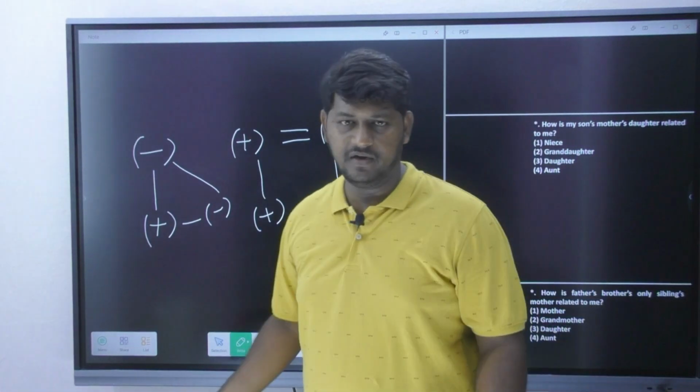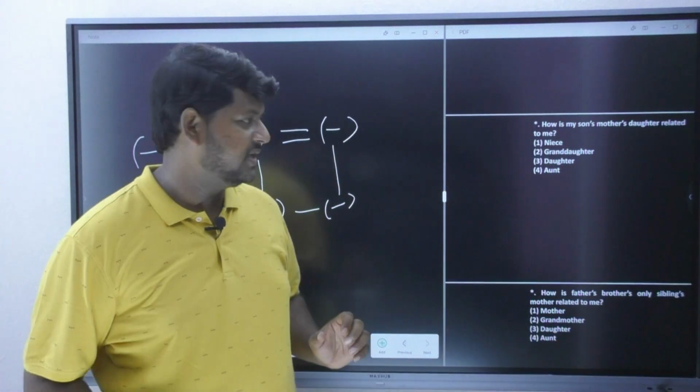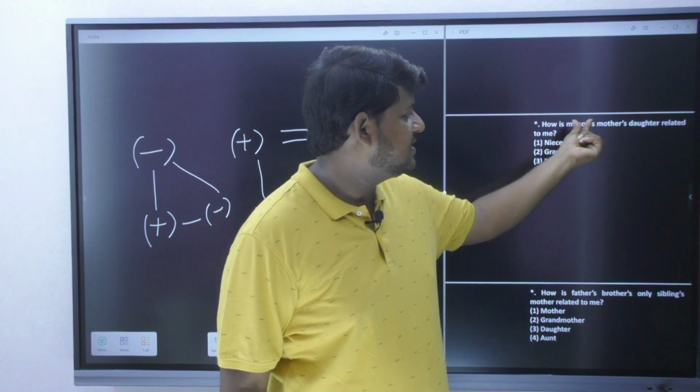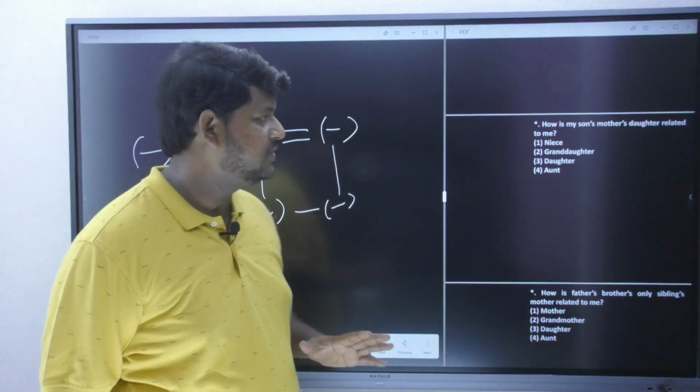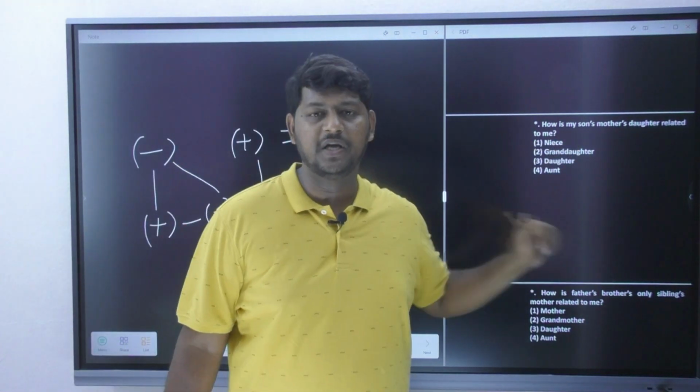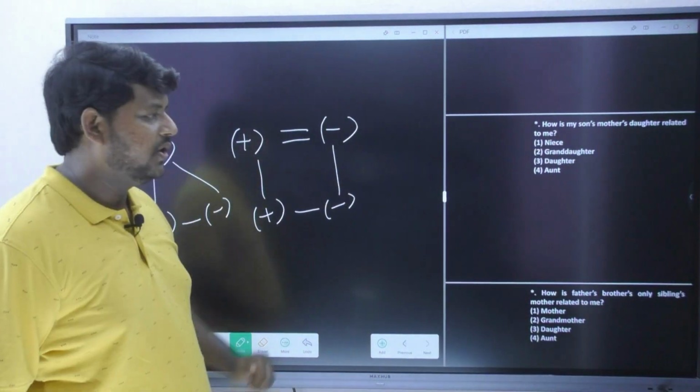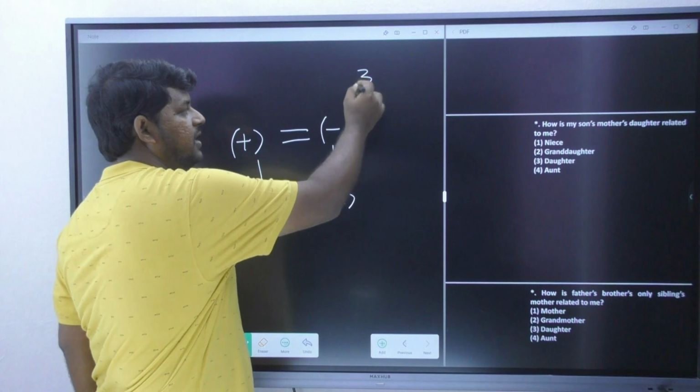My daughter, they are talking about the daughter itself. So my son's mother's daughter is obviously the daughter of the speaker, related to me. Then your answer becomes what? Daughter. That is option number 3.